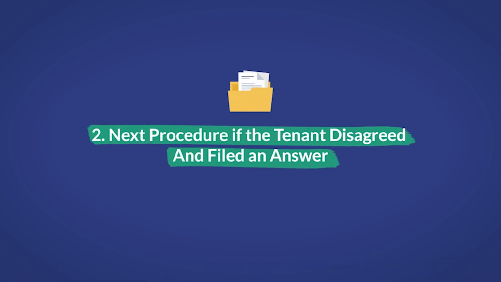The opportunity to file an appeal may also depend on whether the property falls under the jurisdiction of the Uniform Residential Landlord and Tenant Act. Should a tenant file for an appeal, they have to move out of the rental unit while the court decides on their final judgment. Number 2, next procedure if the tenant disagreed and filed an answer.